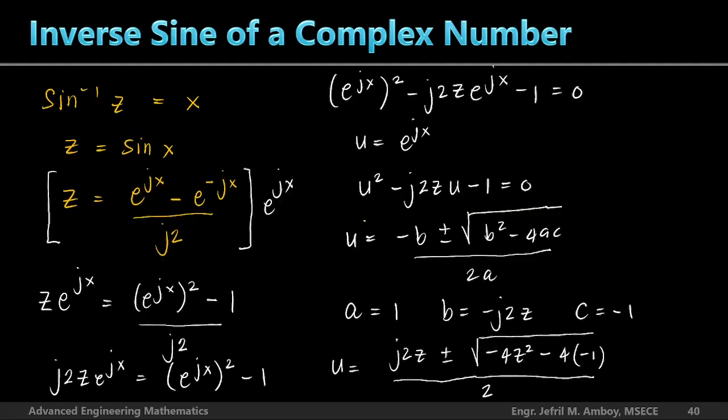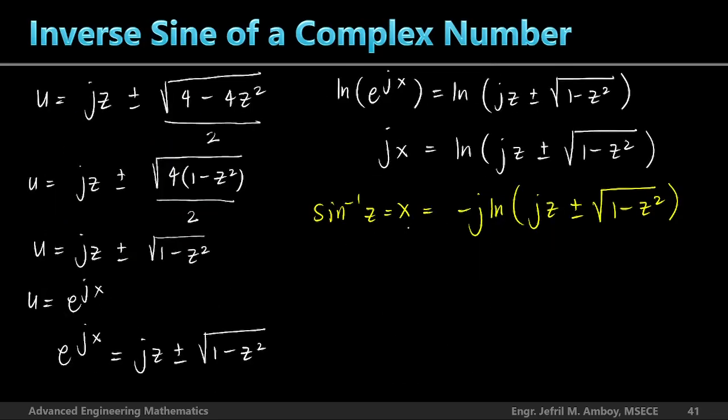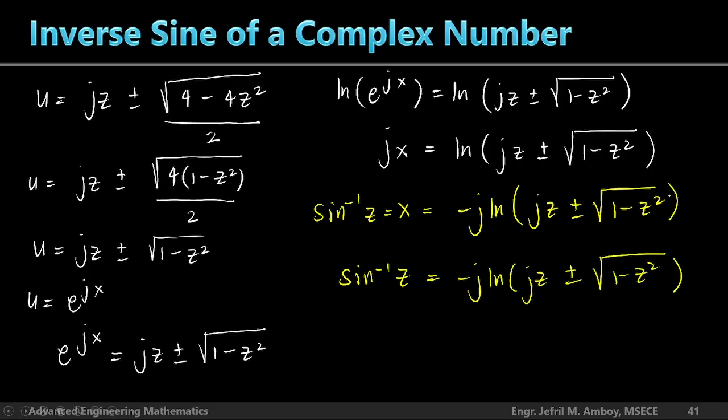Remember, nung simula, ang goal natin is hanapin yung inverse sine ng z na nilet natin as x. So ngayon, ito na yung x. So we now have the formula for finding the inverse sine of the complex number z. That's equal to negative j ln of jz plus minus square root of 1 minus z squared. Okay, so i-analyze natin yung formula.